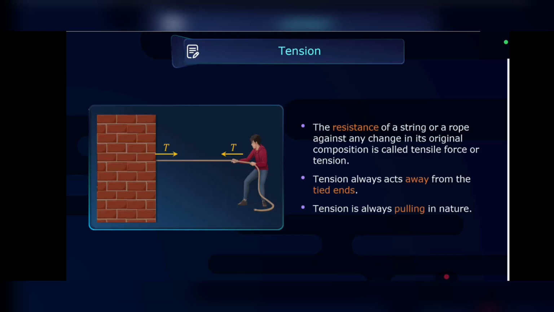Now another force is tension. Tension is the resistance of a string or a rope against any change in its original configuration, and is called tensile force or tension. Tension always acts away from the tied ends, and tension is always pulling in nature.